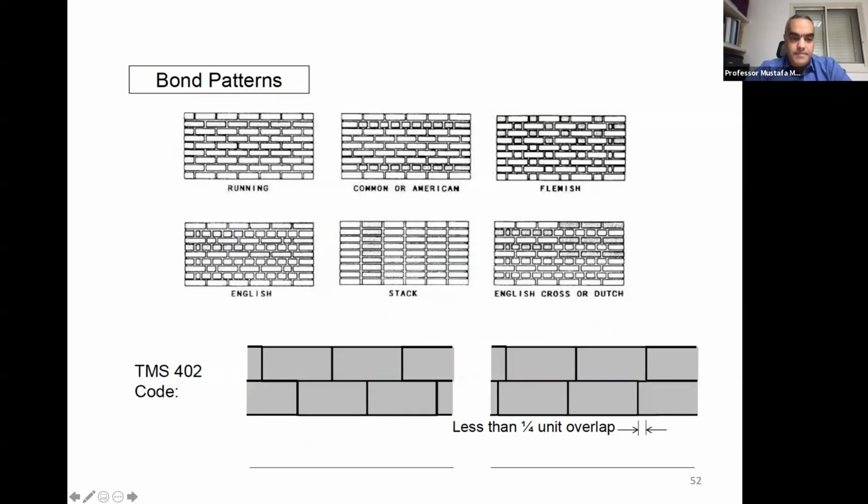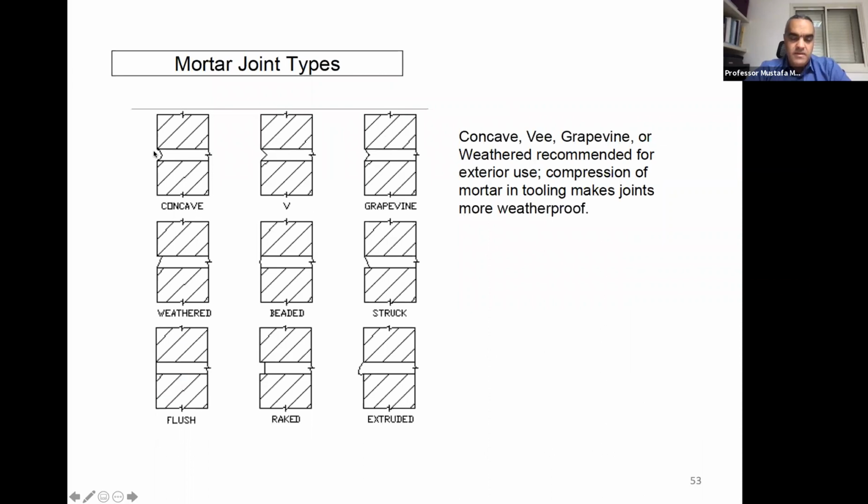The mortar joint types. Here you have different types that are related to the finish, how the finish is done. And this is not only related to the finish, but also related to the maintenance of the wall and the behavior of the water in the wall, and whether the water can penetrate through these joints or not. Typically that's one of the main concerns that we have, water in masonry structures, which typically causes a lot of damage.